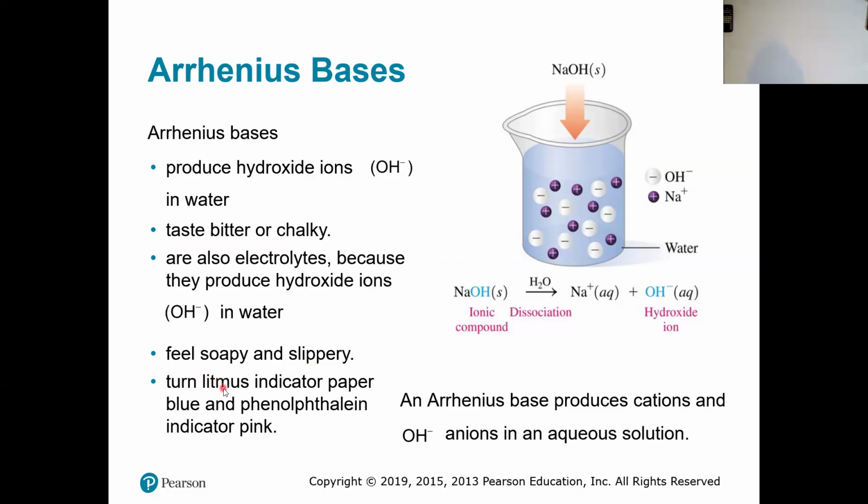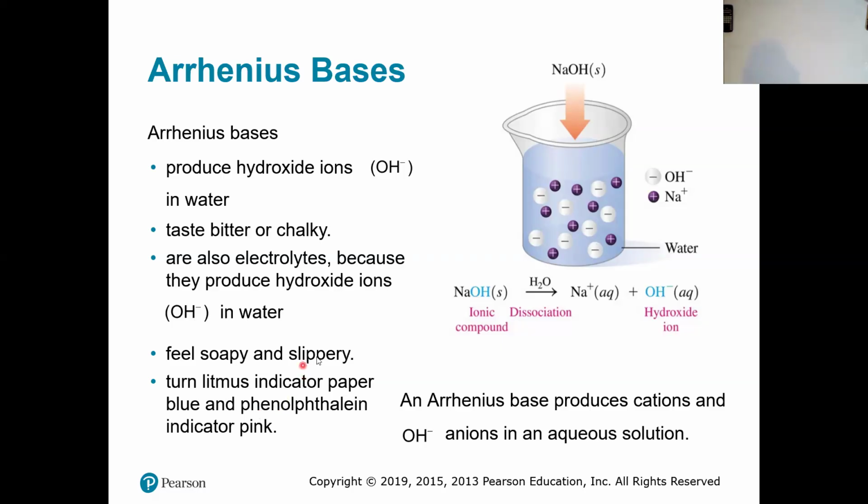When you have blue litmus paper and it turns red, that's going to tell you that something is acidic. If you start with red litmus paper and you put it into a solution, and then that red litmus paper turns blue, then you know that the solution is basic. You can also use what's called a phenolphthalein indicator in a solution to tell if it's basic, because your phenolphthalein indicator will turn from clear to a pink color if it's put into a basic solution.